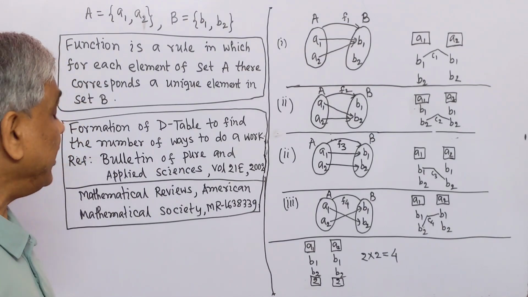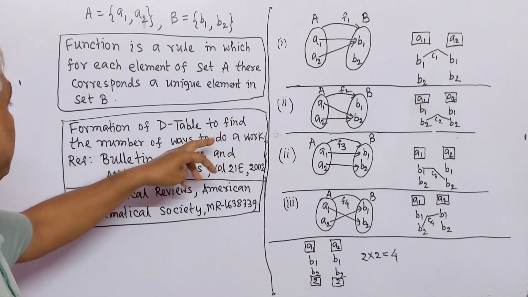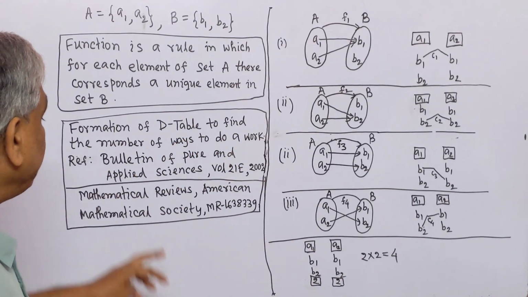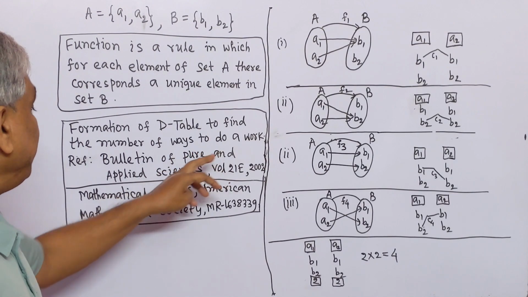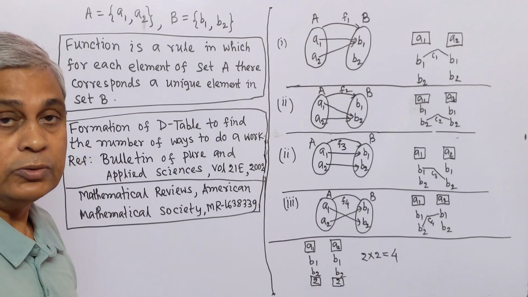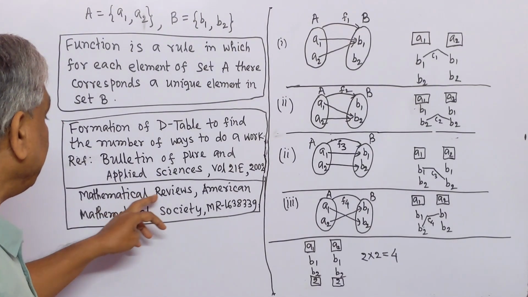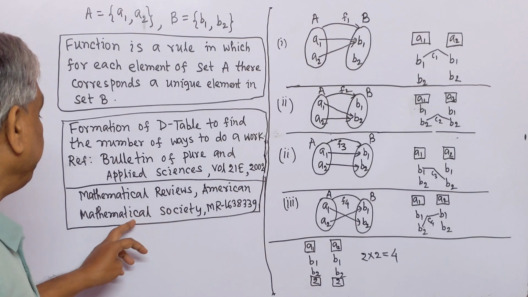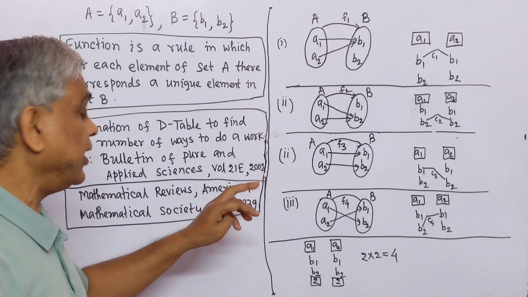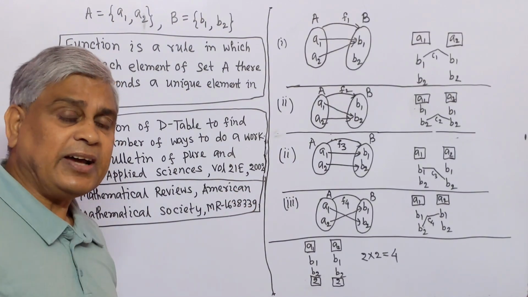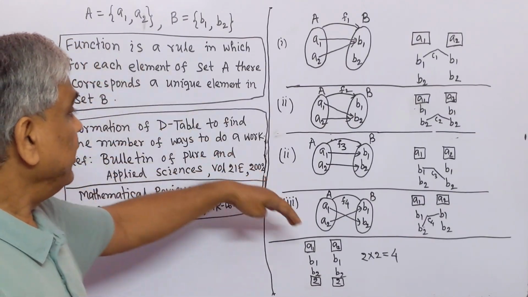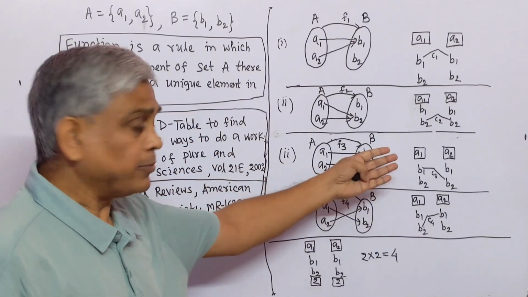I have already given this idea in my article published in 2002. The title of the article was Formation of D table to find the number of ways to do a work. It was published in Bulletin of Pure and Applied Sciences, Volume 21E, 2002. In Mathematical Reviews of the American Mathematical Society, MR 1638339, you may see this. In this article, I have given the detailed idea about the number of possible curves.